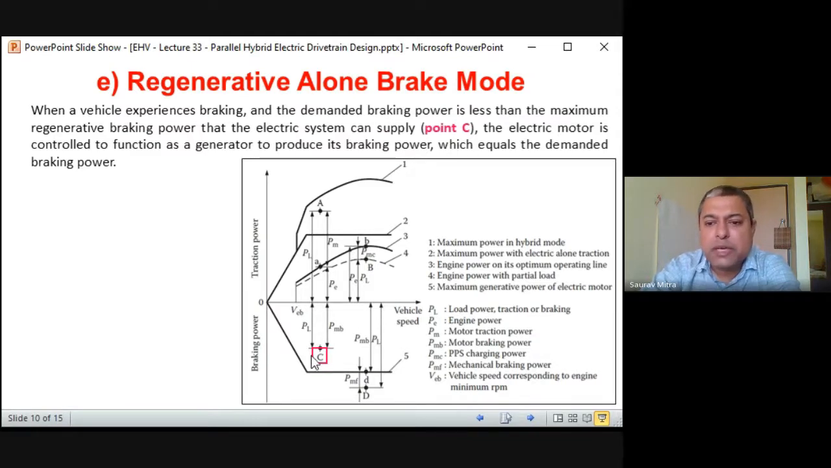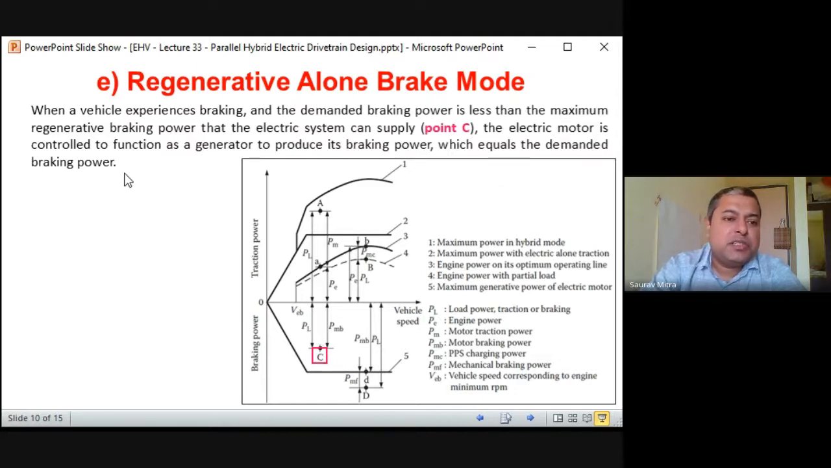I told you there are two types of braking. One is mechanical braking, one is motor based braking. Motor based braking is called electrical braking. So in this case, the vehicle is at point C. When the vehicle experiences braking and the demanded braking power is less than the maximum regenerative braking power that the electric system can supply, that is point C. Point D is the maximum braking power, but at C the brake power is less, that means not too much deceleration. Deceleration is there, but not too much. In this case, we are at point C.